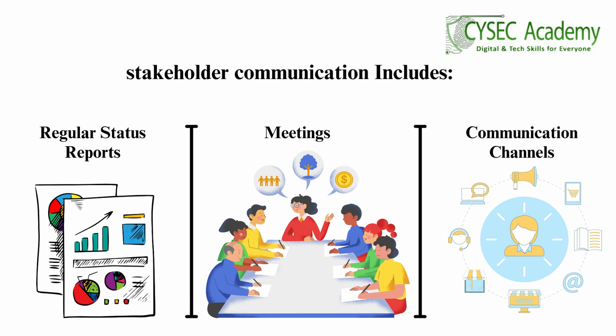2. Meetings, holding meetings with the planning team and key stakeholders to discuss progress and address any concerns. 3. Communication channels, using email newsletters, social media, and a dedicated event website to keep participants and volunteers informed about event details and changes.